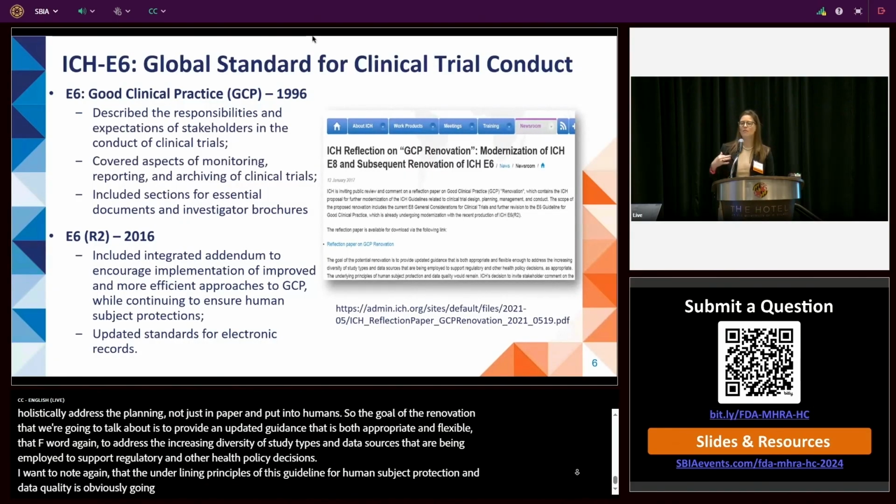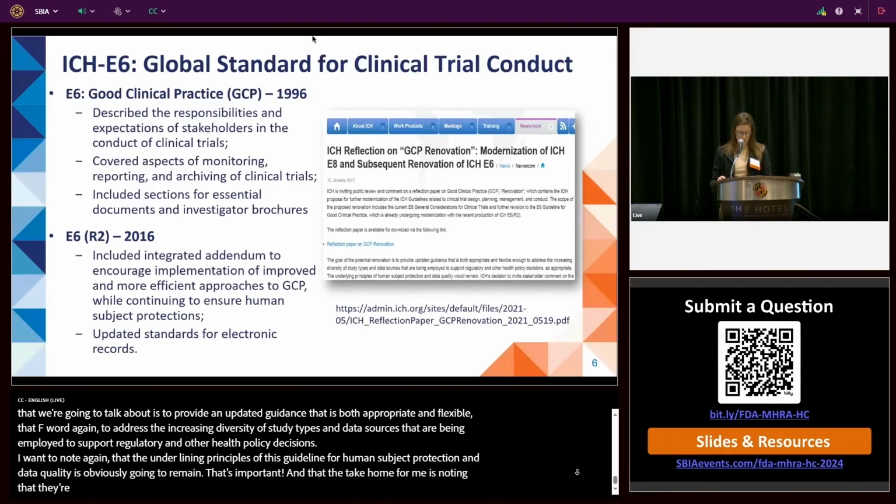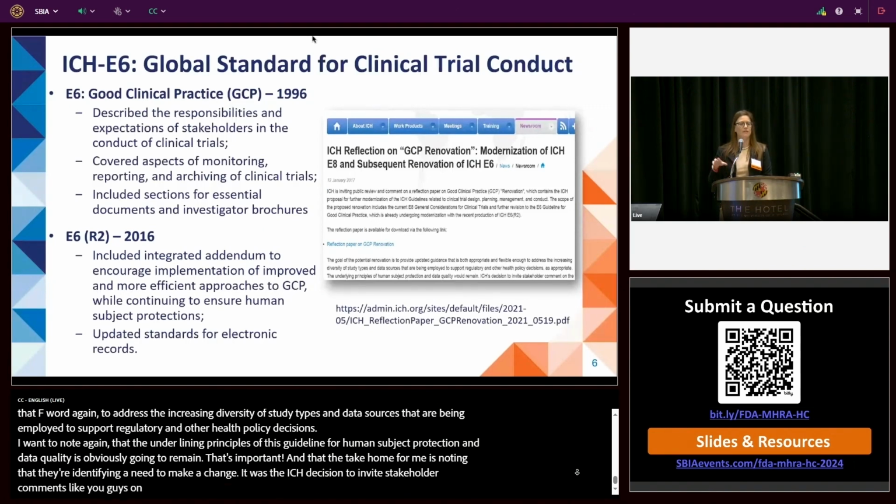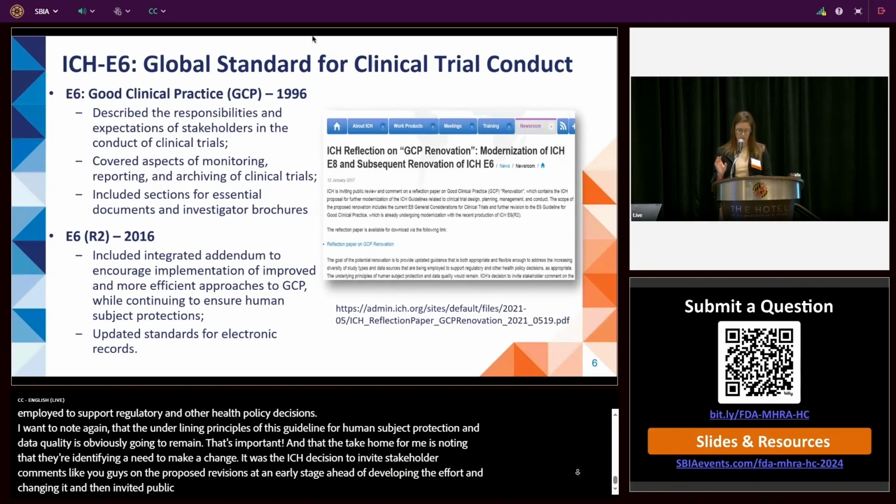And the take home for me is noting that they've identified a need to make a change. And it was the ICH's decision to invite stakeholder comments, like you guys, on the proposed revisions at an early stage, ahead of even developing the effort in changing it. And it invited public comment, which we'll talk about in a few, and it recognizes that the considerable stake and relevant expertise in the research community is there beyond just ICH.